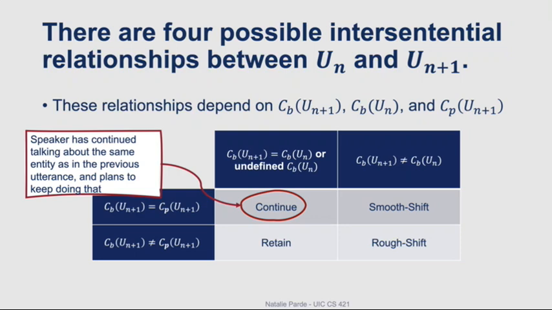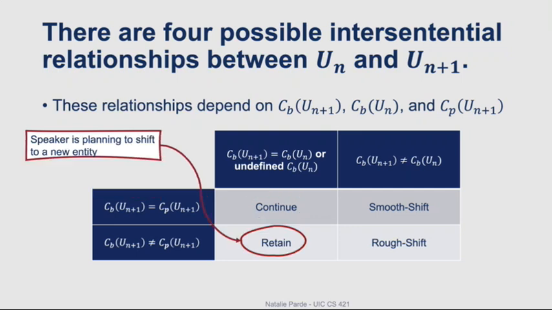If C sub b of U sub n plus 1 is equal to C sub b of U sub n, or if C sub b of U sub n is undefined, this means that in U sub n plus 1, the speaker has continued talking about the same entity that was being centered on in U sub n. Moreover, if C sub b of U sub n plus 1 equals C sub p of U sub n plus 1, this means that it is preferred that the speaker continue talking about this entity. So this is a continue transition.